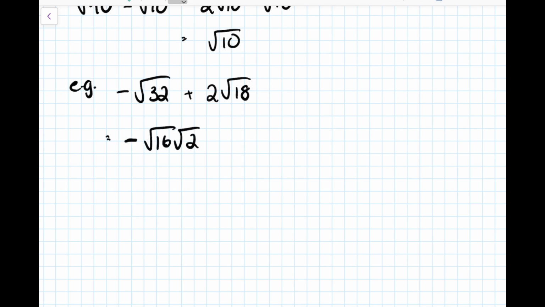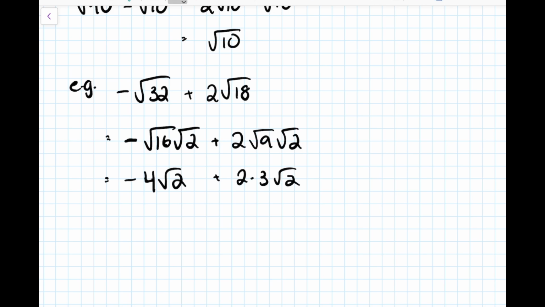So if you watched my last video, you might have heard me mention that sometimes we can break our roots up into perfect squares. So in this case, I can recognize that 32 breaks down into a 16 and a 2, which is going to become just negative 4 root 2. And then same with the 18, I can say, oh, hey, 18 is going to break up into a 9 and a 2, which is going to get me 2 times 3 root 2, which leaves me with negative 4 root 2 plus 6 root 2.